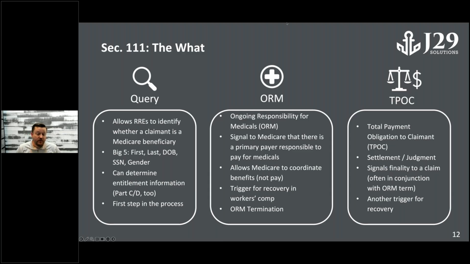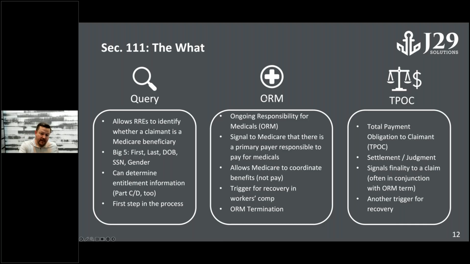This has to do with an insurance carrier or self-insured's assumption of ORM. So think an accepted claim. When a claim's accepted, and if a bill would come in and the carrier would pay it because they've made a claim determination that this is a compensable claim, they would effectively have assumed ongoing responsibility to Medicare. It's the insurance carrier or self-insured waving to Medicare, ORM, hey, we're out here as a primary payer.